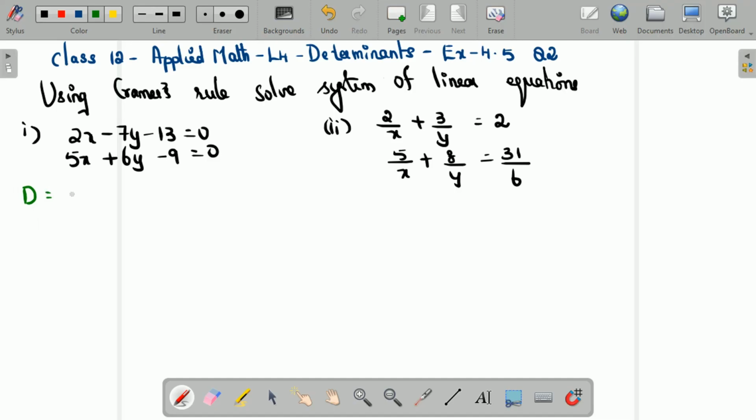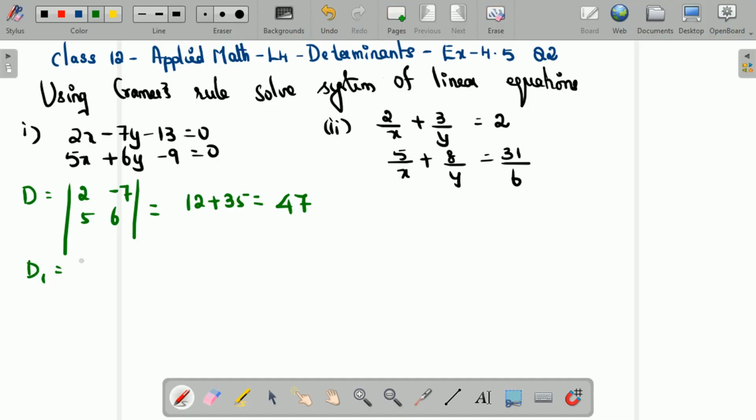So determinant D is going to be equal to just the coefficient matrix. So this is 2, minus 7, 5, 6 in determinant style. So let's compute the value. So this is 12 minus of minus, that is plus 35, which is equal to 47.